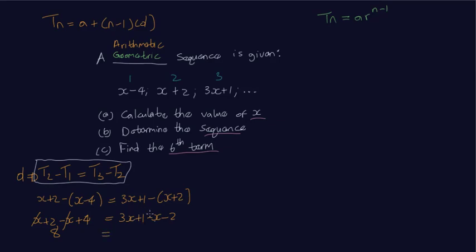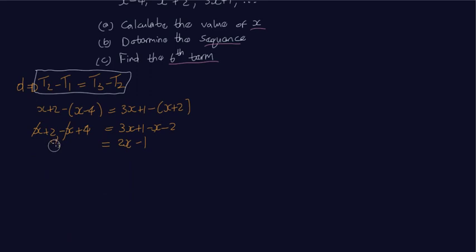It equals 3x minus x, so it's 2x, then 1 minus 2 that's minus 1. Oh no, it's 6, sorry guys, because it's 2 plus 4, so it's 6. So it's 2x minus 1 equals 6. So 2x is equal to 6 plus 1, so 2x is equal to 7. When we divide both sides by 2, the 2 cancels, and therefore x is equal to 7 over 2.